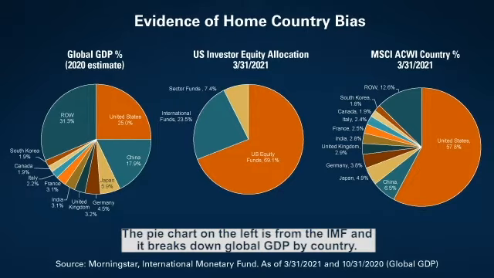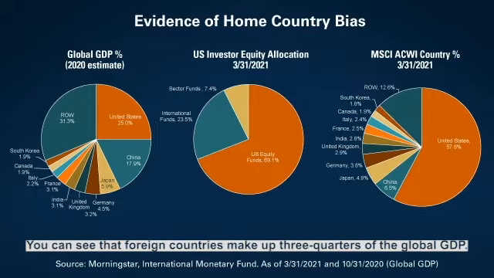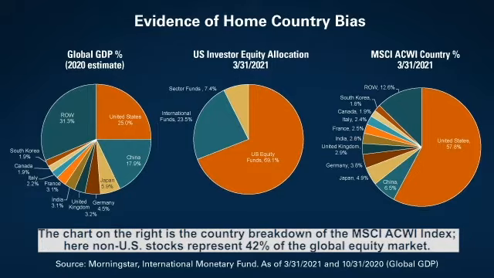The pie chart on the left is from the IMF, and it breaks down global GDP by country. You can see that foreign countries make up 3/4 of global GDP. The chart on the right is the country breakdown of the MSCI EAFE Index. Here, non-U.S. stocks represent 42% of the global equity market.